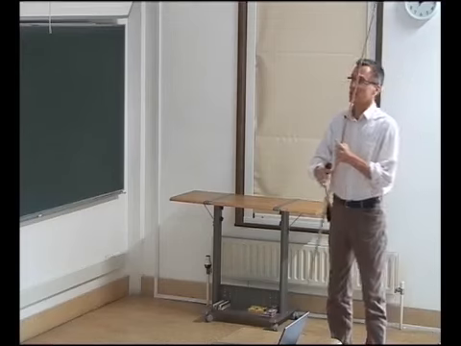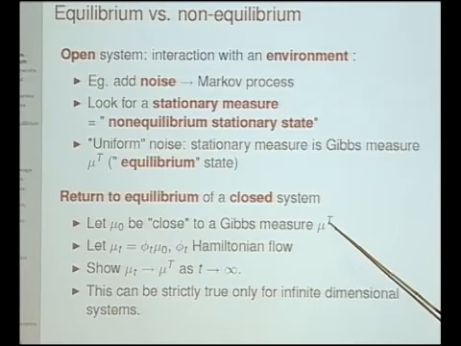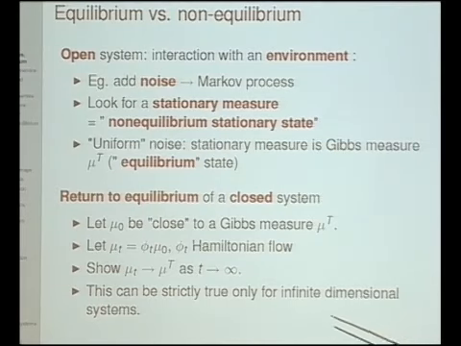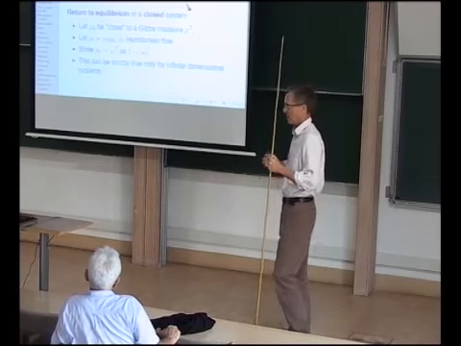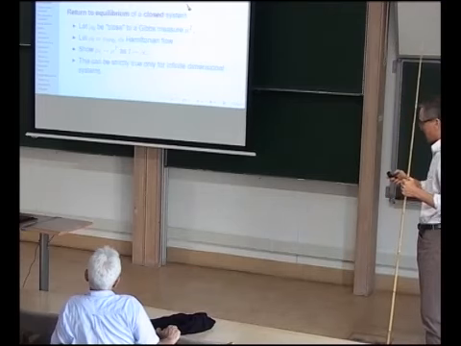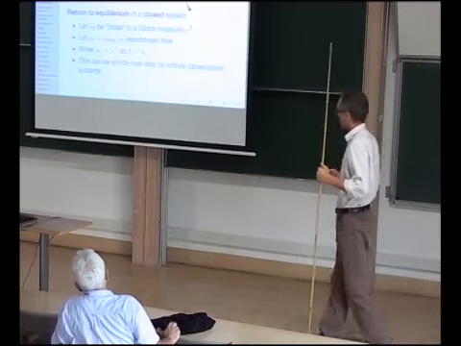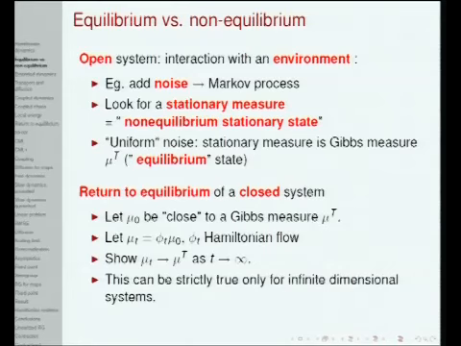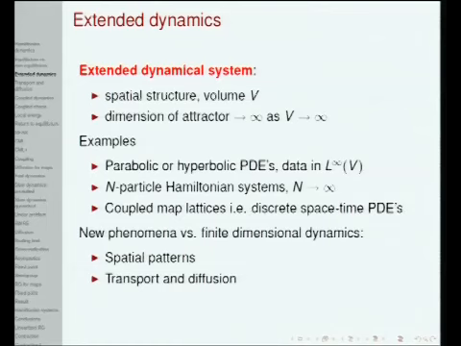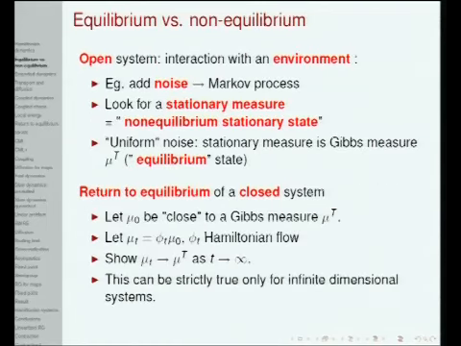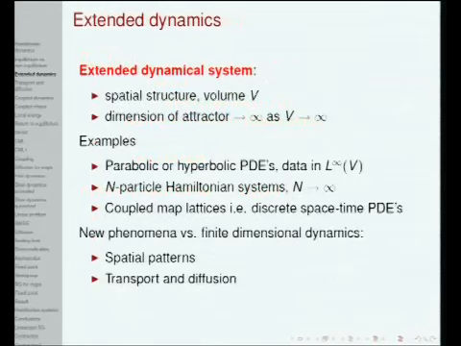You can ask the same question, rather not coupling it to noise at all, but just asking about return to equilibrium. Namely, take a closed system and take an initial distribution which is close to the Gibbs measure in some sense, and let it evolve with Hamiltonian flow, and then you would like to show that it has irreversibility in the sense that as time goes to infinity, you flow back to the Gibbs state. This sort of statement literally can be true only in infinite dimensional systems in infinite volume. But those are two ways to look at the question of non-equilibrium, either perturbing equilibrium or driving it by external influences.